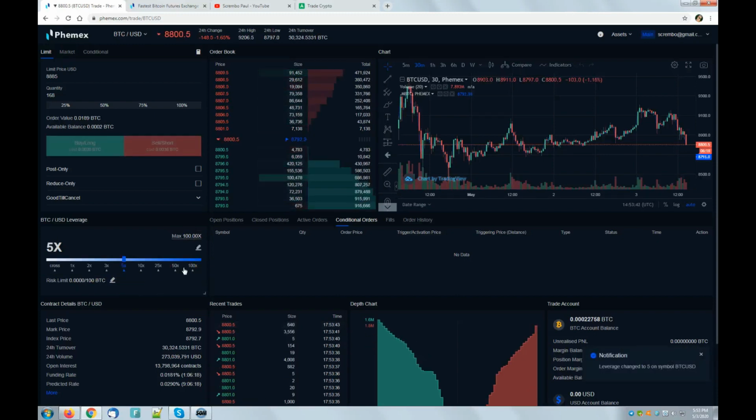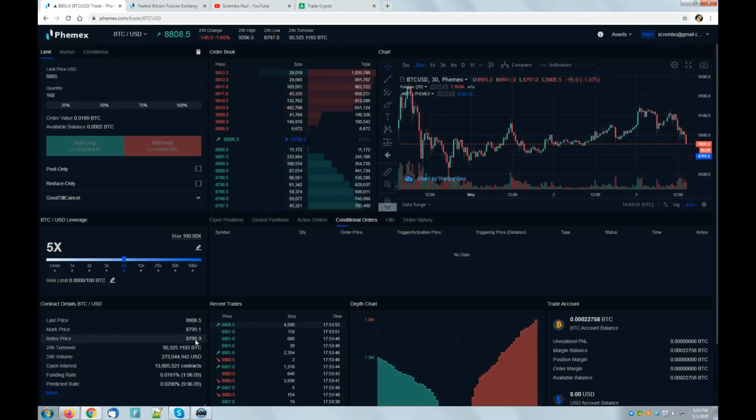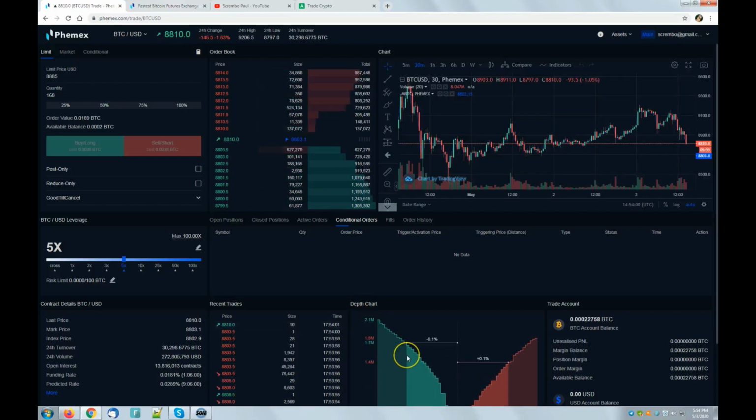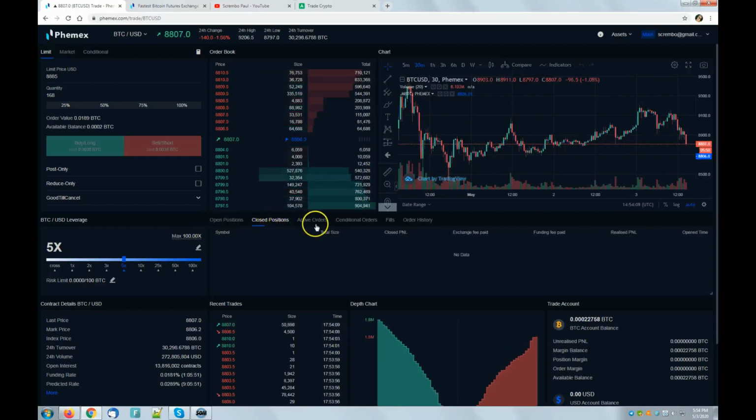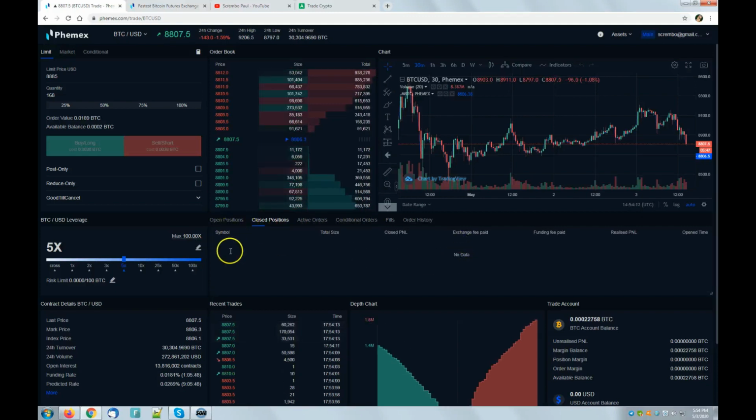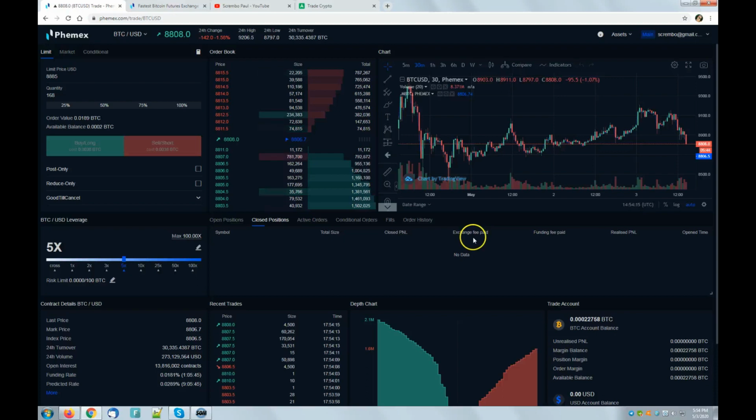Beautiful. So, other things related to the market, here we have the contract details for the specific contract that you have selected, which is pretty interesting to look at as well, but it's not extremely important at this time. Recent trades are represented over here. Depth chart, which shows you the volume for each buying and selling energy right there. And then we have here a lot of the information regarding open positions and closed positions. So we have data of your symbol, total size, close P&L, exchange fee, funding fee, realized P&L, and open at time. So there's a lot of things being shared right here as per data of your trade.